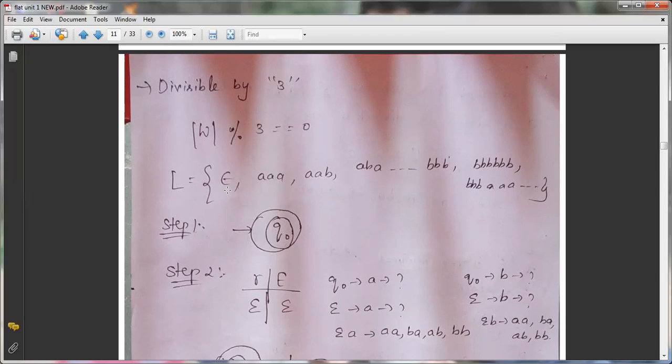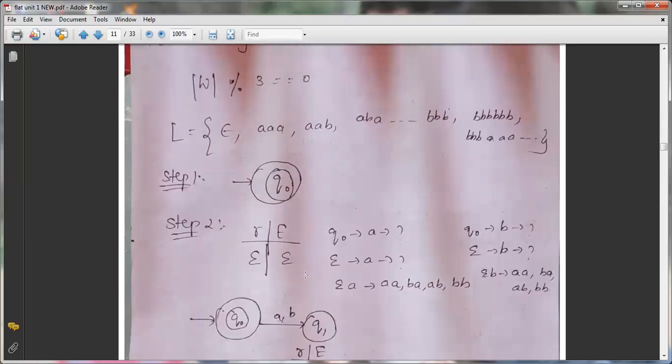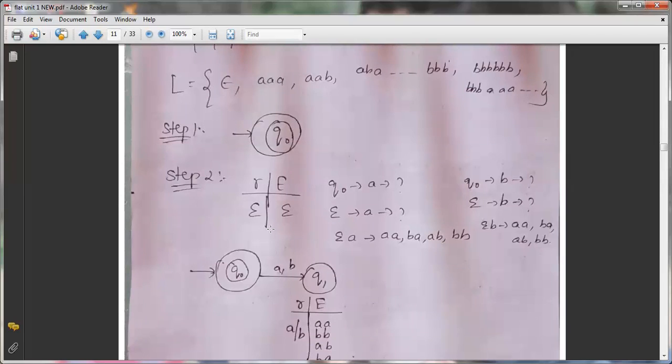So here, is epsilon the minimum string or not? Because if you take the input as a null string, then 0 modulus 3 equals 0 here. Is it satisfying the condition or not? Yes. So when epsilon is the minimum string, we have to take the initial state as the final state. So I have taken only one state, that is Q naught. It is the initial state and it is the final state. So now what do I have to do? I have to calculate the read and expected. So what is the read value for Q naught? Epsilon. What is the expected value for Q naught? Epsilon.